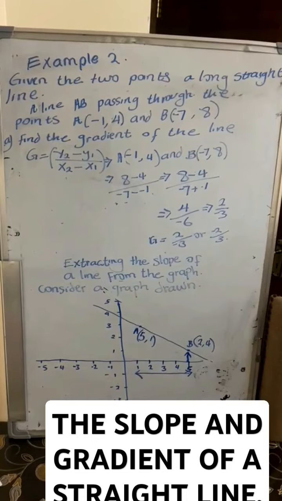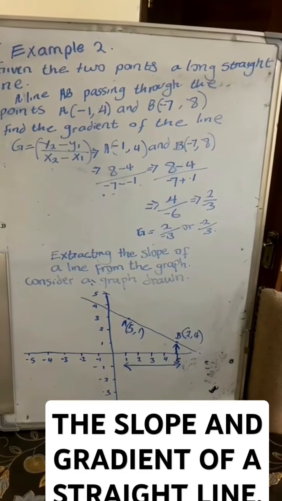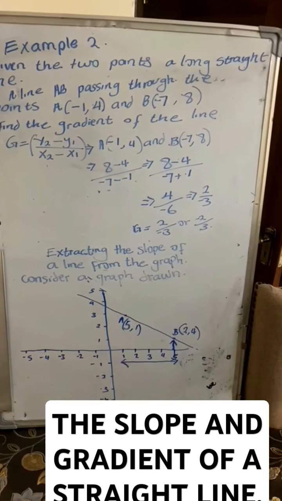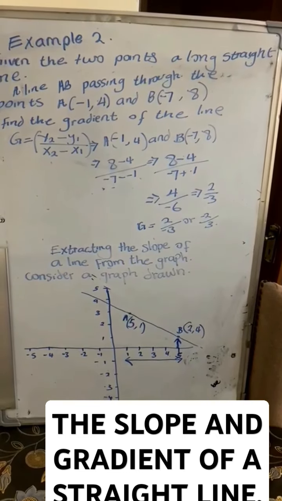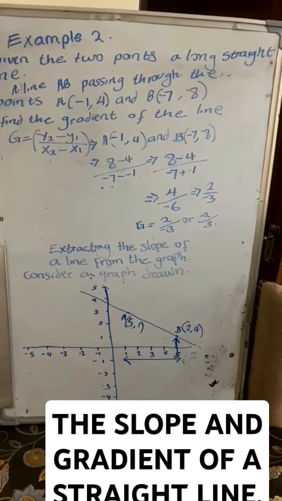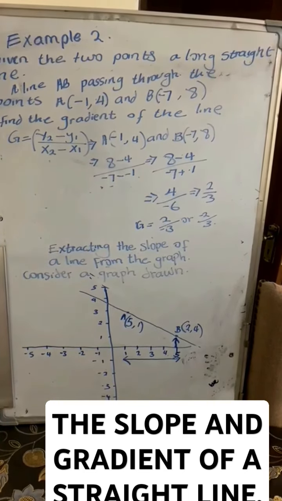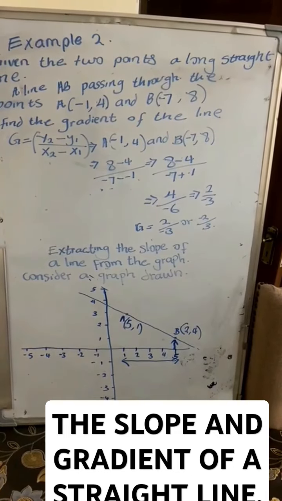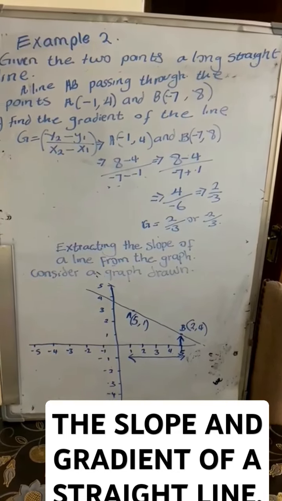That is to say, 8 minus 4 all over -7 minus -1. That is 8 minus 4 over -7 plus 1, giving us the gradient as 4 over -6, simplified as 2 over -3. That is 2 over -3, or -2 over 3.